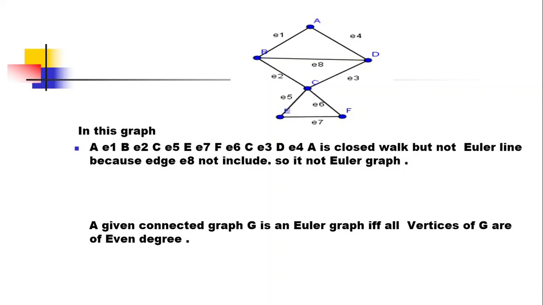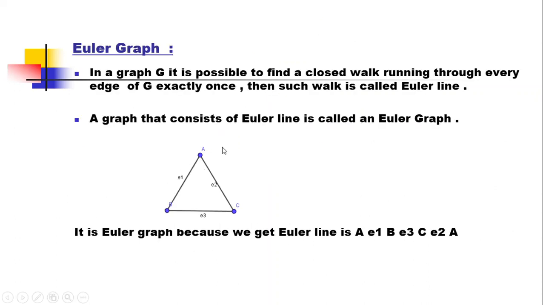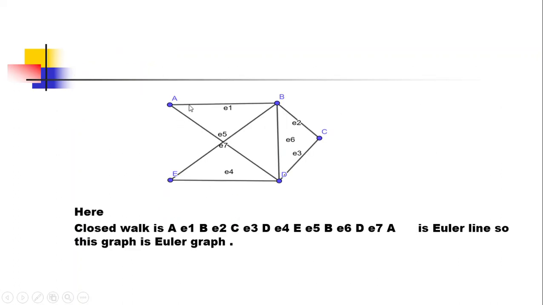Here, you can check in this first graph all vertices have degree 2, so it is even. So this is an Euler graph, you can verify. And here you can check that there is a 5 vertex graph, degree of A is 2, degree of B is 4, degree of C is 2, degree of D is 4, and degree of E is 2. So all vertices have even degree. So that is also called an Euler graph. We can easily get one Euler line here.